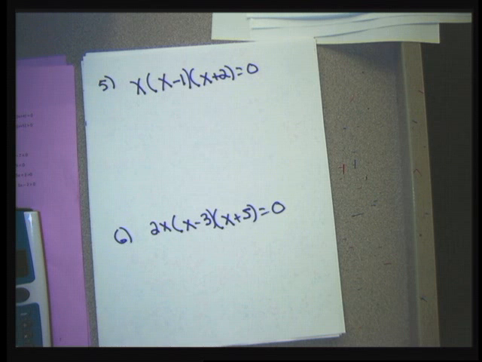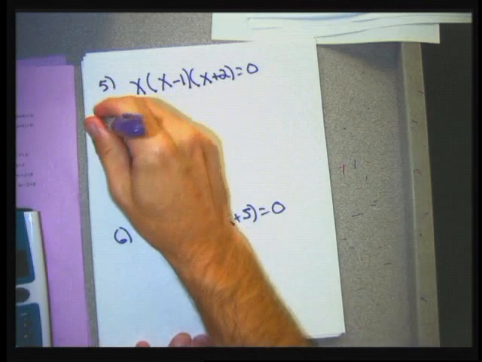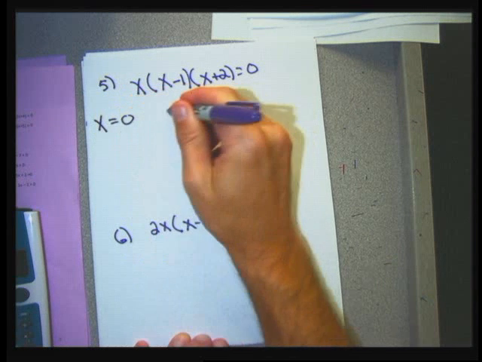So just like for 2 and 4, where I drop my parentheses and set each part equal to 0, that's what I'm going to do for 5. For 5, there's actually 3 parts that need to be set equal to 0.